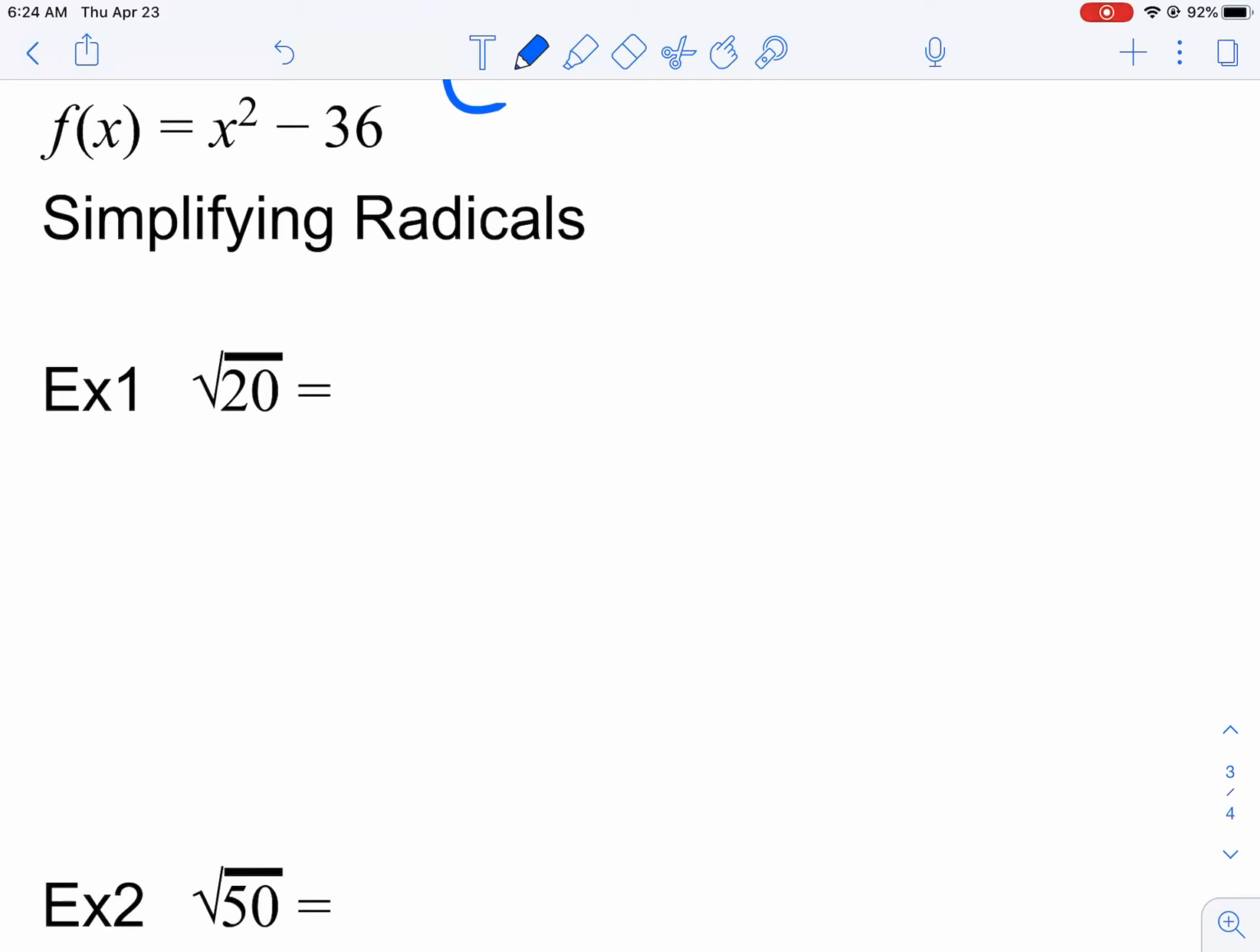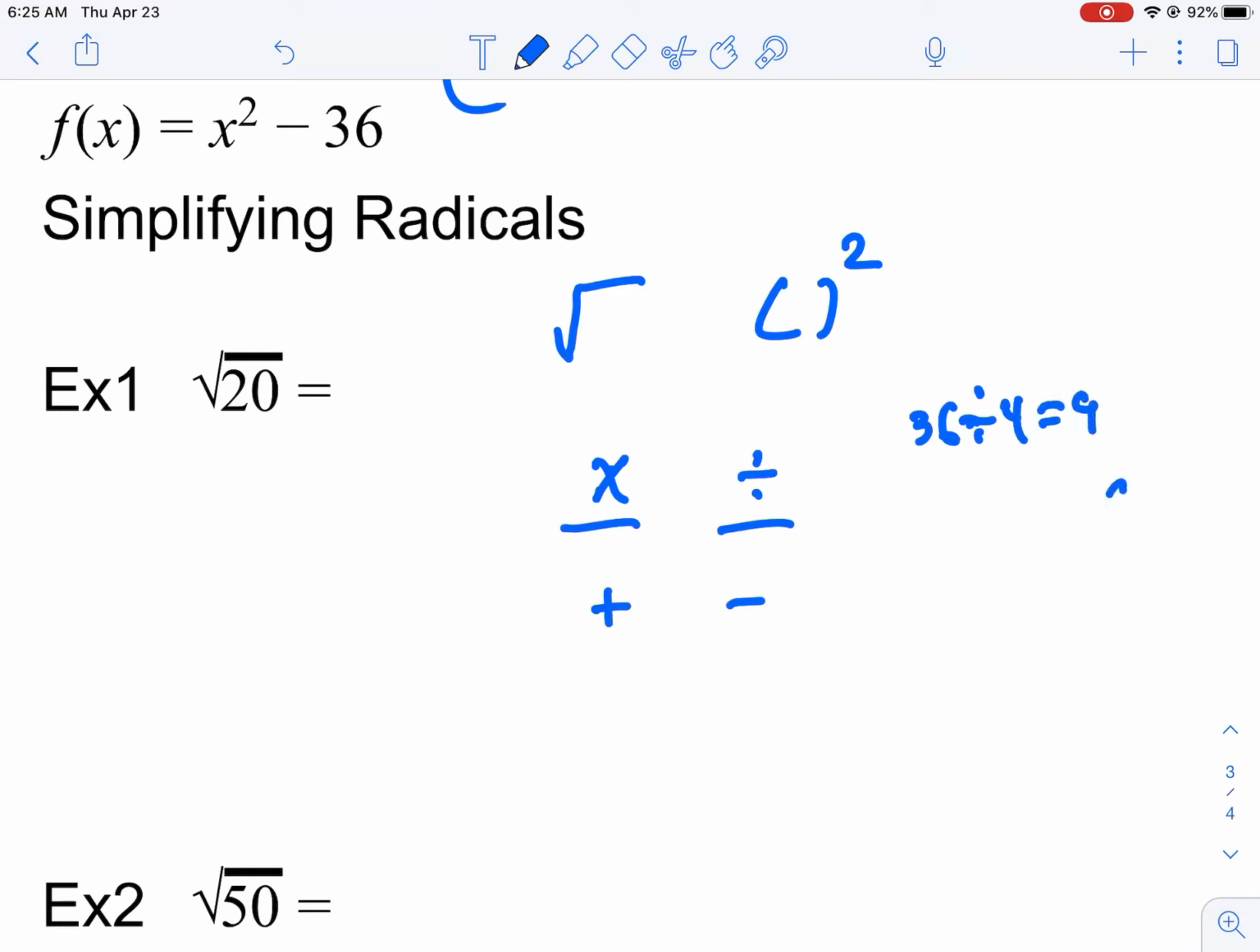What you have to realize is that the square root and something, whatever it is, squared are opposites of each other. Just like multiplication and division are opposites of each other. Addition and subtraction are opposites of each other. The multiplication can undo division, right? 36 divided by 4 is 9. So 9 times 4 equals 36, right? They go back and forth with those same numbers. The same thing happens with the radical.